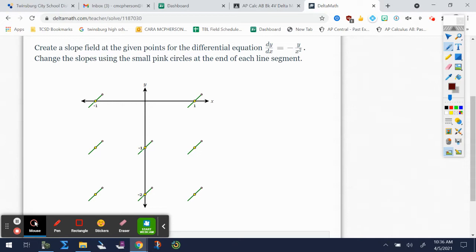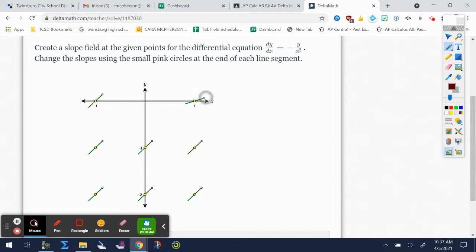I always call them baby slopes, and they will ask you to manipulate them to have the correct slope based on what we get when we plug the coordinates into the differential equation. So you can do them in any order. You just kind of pick and choose, start where you want to go. I'm going to start with the point (1, 0). If I put (1, 0) in, I would have a 0 on top, a 1 on the bottom. That would give me a 0 slope.